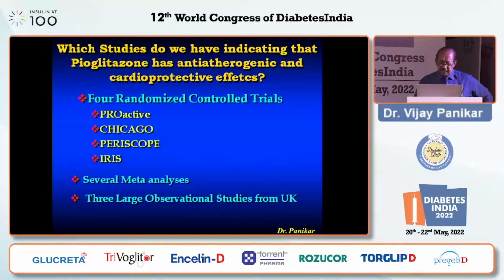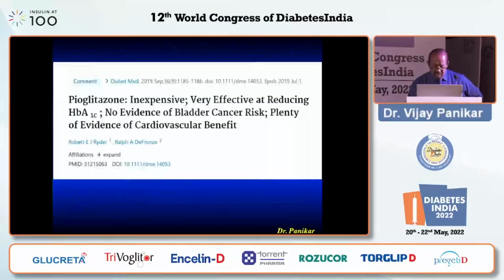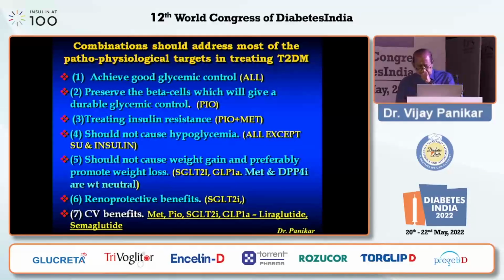Pioglitazone has anti-atherogenic properties and a cardioprotective effect. You have the PROactive study, the CHICAGO study, the PERISCOPE study, the IRIS study. The IRIS which I just discussed with you. Several meta-analyses and many observational studies. This is a comment by Robert Ryder and Ralph DeFronzo that pioglitazone is inexpensive, very effective at reducing HbA1c, no evidence of bladder cancer risk, and plenty of evidence of cardiovascular benefit. Other drugs which have shown cardiovascular benefit are the GLP-1 agonists liraglutide and semaglutide.